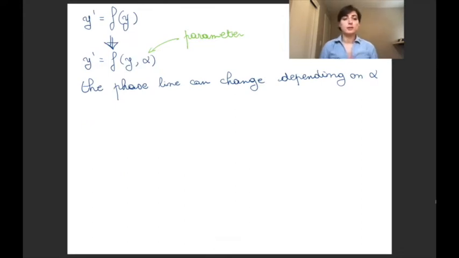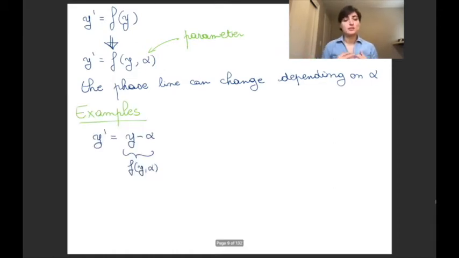We also talked about, in lab 2, ODEs that depend on a parameter. So in class we have talked a lot about y prime equals f of y, while in the lab we talked about y prime equals f of y and alpha. And alpha is called a parameter here. Alpha can enter into the definition of the ODE and change things. And an important statement is that the phase line can change depending on alpha.